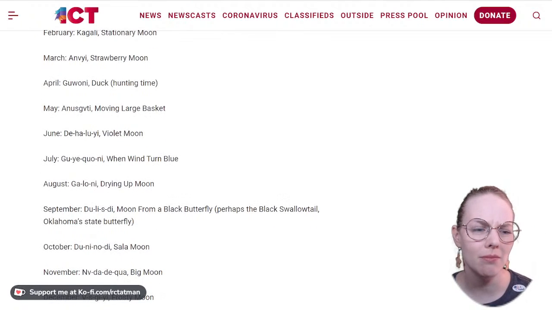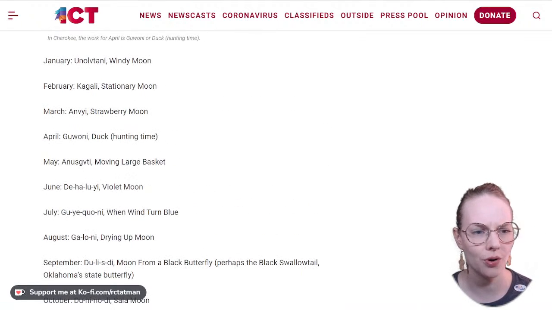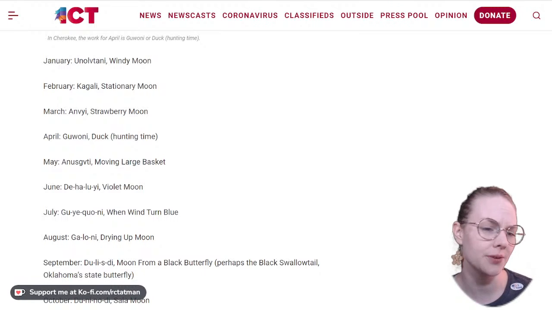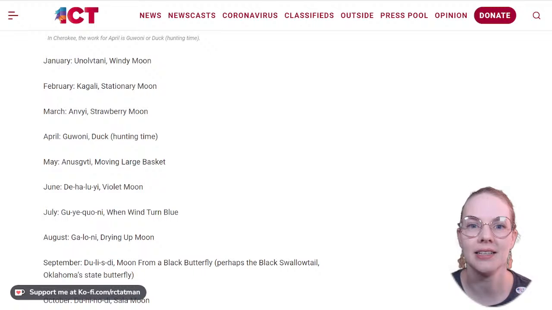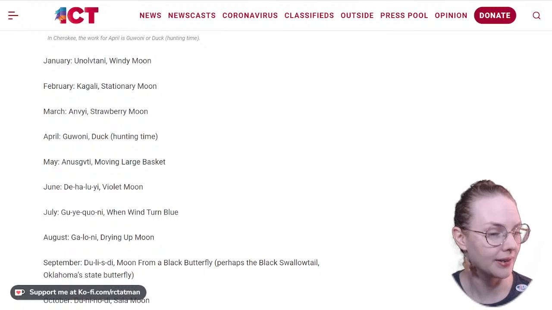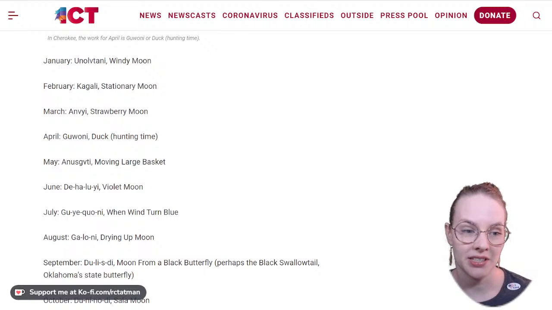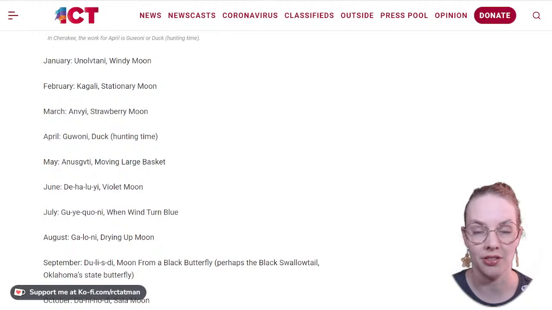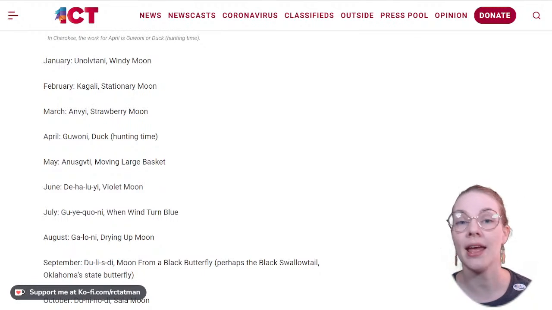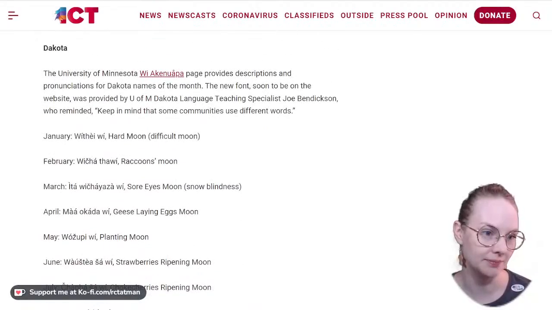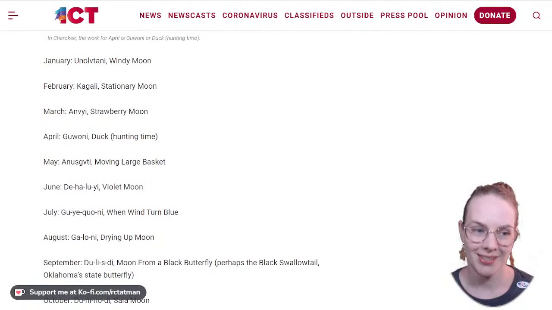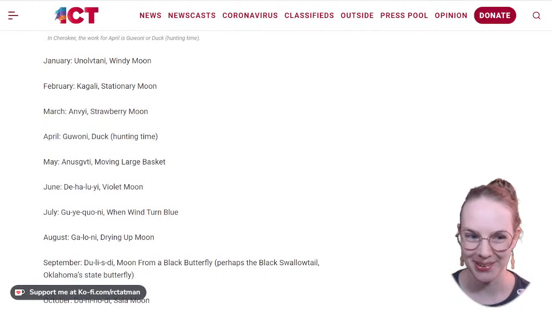Cherokee is probably going to be the most relevant of these names for where I am, because like I mentioned, a lot of Appalachian culture includes some aspects of Cherokee culture, again before horrible genocides, well, I mean, and after. January is the windy moon, February is the stationary moon, March is the strawberry moon. So you can see that is significantly earlier than the violet moon. We are way far south of some of these, like Minnesota is way far north of where we are. So you can see that the name of the moon is dependent on where you are.